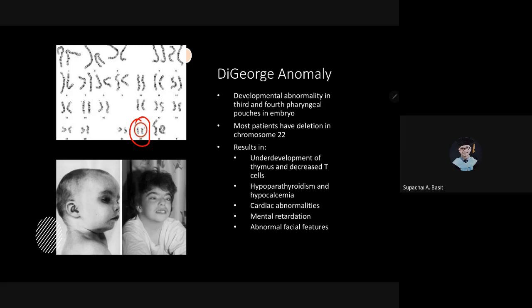As a result, there is the underdevelopment of the thymus because of the abnormality in the third and fourth pharyngeal pouches in the embryo. So there would be underdevelopment of the thymus and a decrease in T cells. Hypoparathyroidism and hypocalcemia would also be very evident in these patients, along with cardiac abnormalities, mental retardation, and abnormal facial features. So it's another sad story for patients with the DiGeorge anomaly.